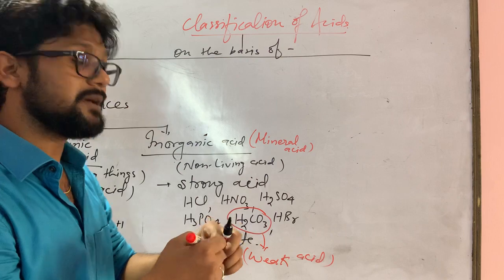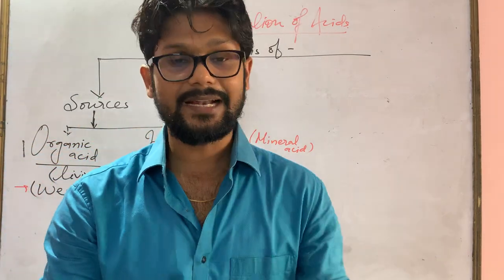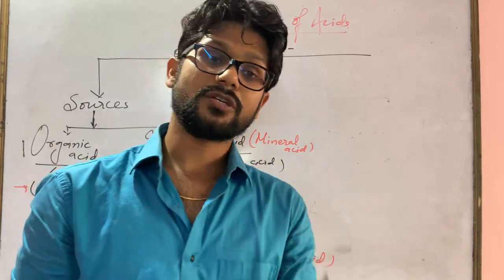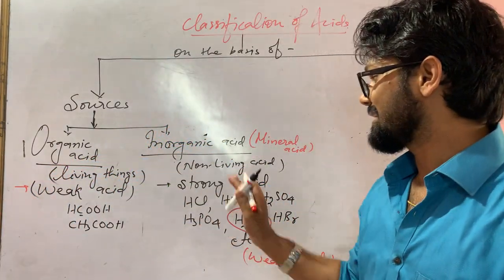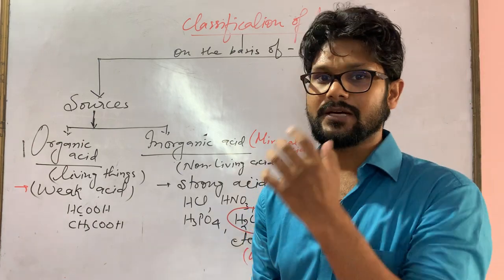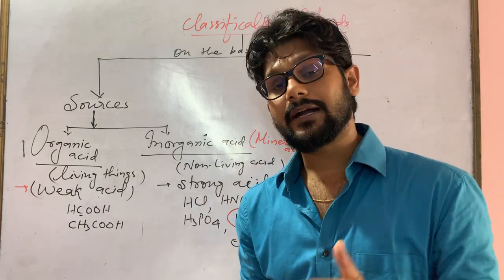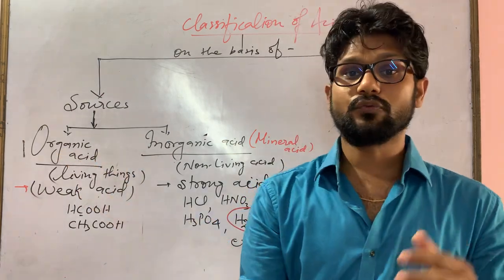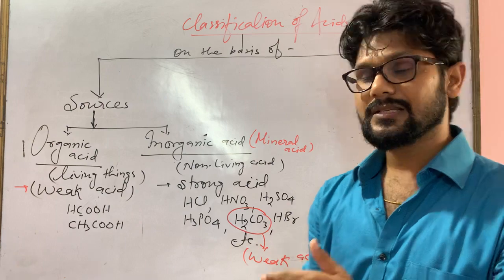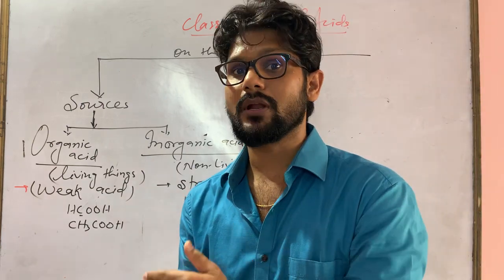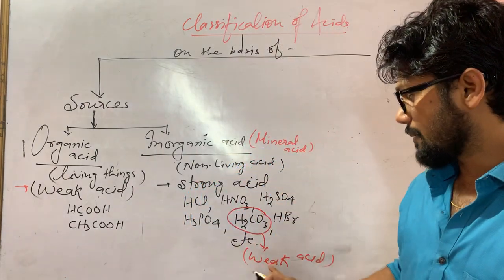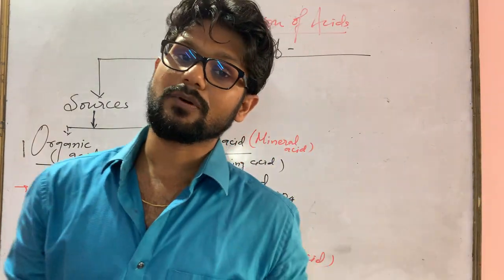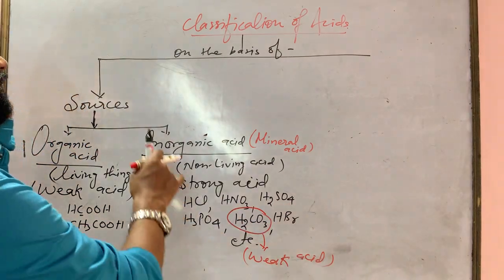Why is it a weak acid? Because it contains ions as well as molecules. When the question comes, why are mineral acids strong acids, you write there, because mineral acids contain only ions. Why are organic acids weak acids? Because they contain ions as well as molecules. Similarly, carbonic acid is a weak acid. It means it contains ions as well as molecules. So I hope I am clear with this topic.